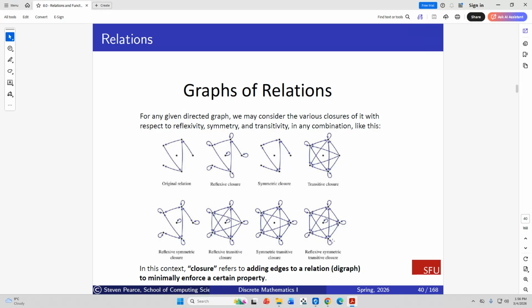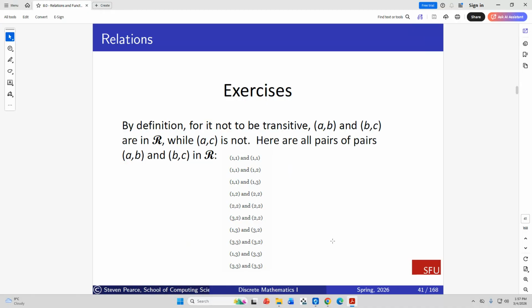So memorize these graphs. Or should I say, understand these graphs, okay? Understand them, study them well. This is just one good way of describing all the possible kinds of digraphs that appear with relations. By definition, for it not to be transitive, AB and BC are in R while AC is not, okay? So that's not transitive.